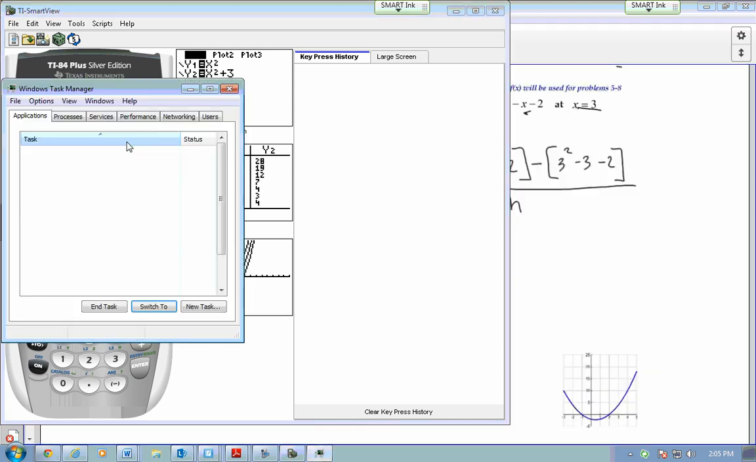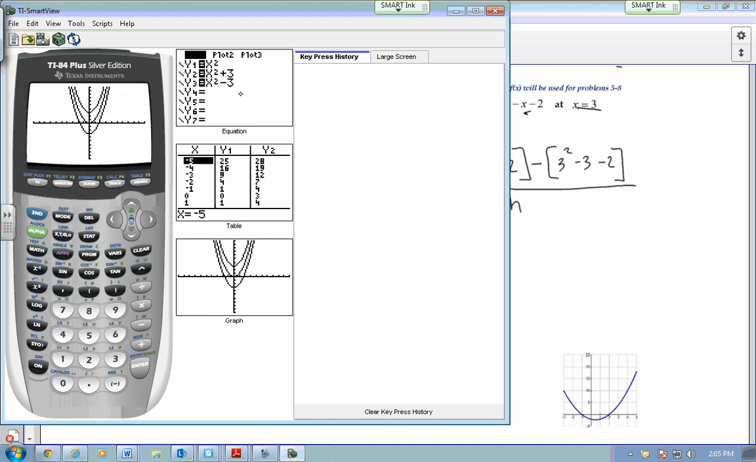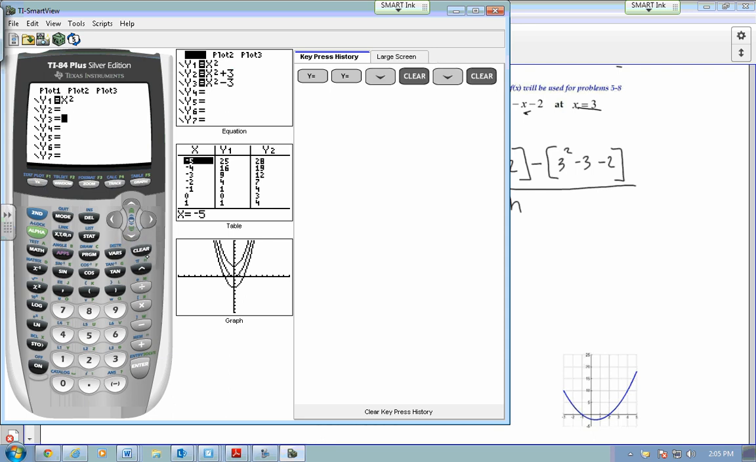Up on the top left, there is a y equals button. Under y1, would you put x squared? That's our parent function. X is right here by the green alpha button. The squared is right here diagonally up from the 7.